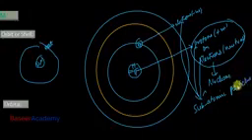Call them subatomic particles. And you must have also learned in your ninth standard that the orbit close to the nucleus has less energy compared to the orbit away from the nucleus.